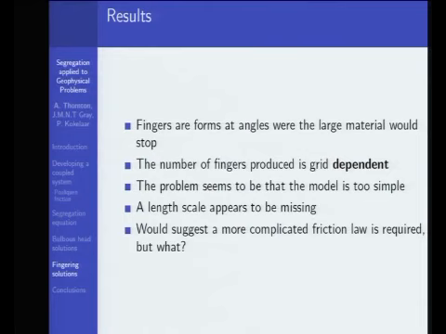So we can form fingers at angles where the large materials stop, but the number of fingers we get is grid dependent, so we are missing something. Now the head solution, just before we get fingers, is perfectly well resolved. You plot it with 400 points and 600 points, and you cannot tell the difference. This solution is well resolved up until the point it fingers, but when it fingers, we do not get a determined wavelength. We are missing some piece of physics or done something wrong.